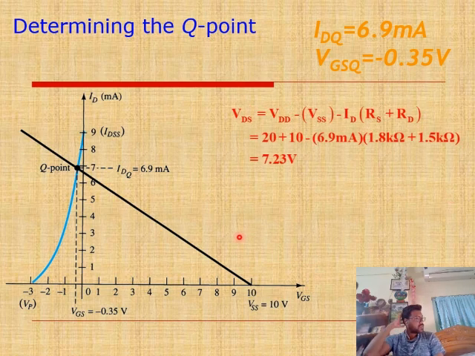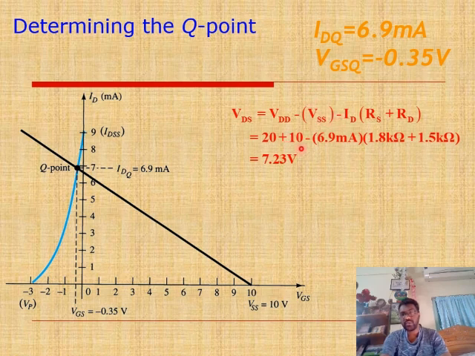So if we think about the KVL at the drain to source side, it will be VDS equal to VDD minus VSS minus ID into RS plus RD. So VDD we know that is 20, VSS also we know that is minus 10. So 20 plus 10 minus ID, which is 6.9 milliampere, into RD value 1.8 kilo ohm plus RS value 1.5 kilo ohm, total 7.23 volt, and this 7.23 volt is the VDS at the Q point.